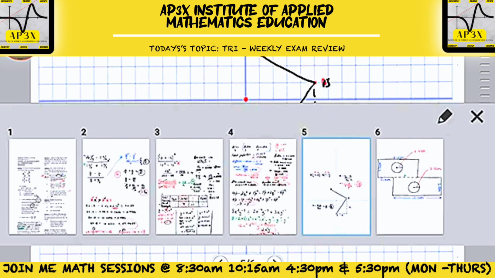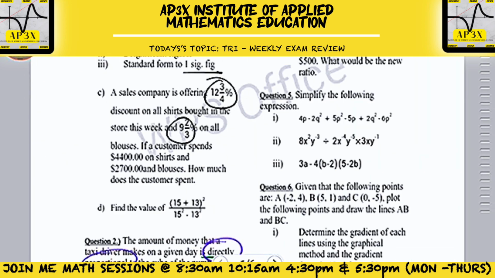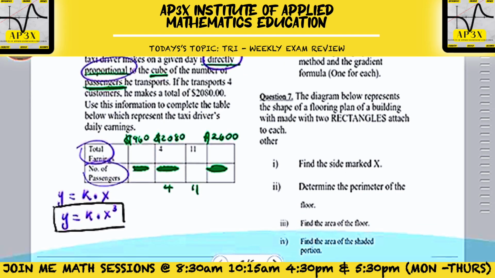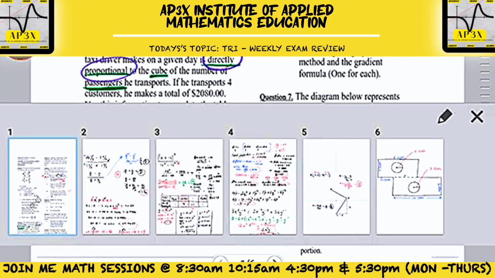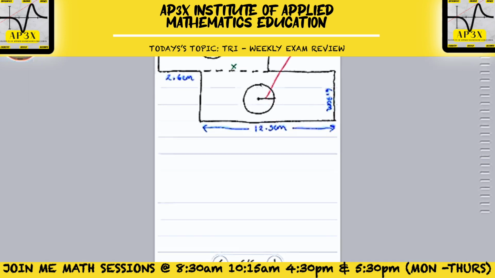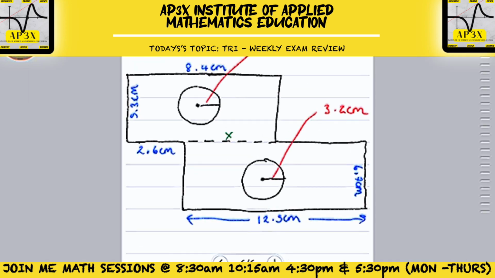Alright, so we are approaching 1.5 hours in this video. Let us see if we can wrap up this question under an hour and a half. We are at question 7, and the diagram represents the shape of a flooring plan of a building which is made with 2 rectangles attached to each other. The diagram was drawn on the board for my students, which is what you're looking at on screen here.